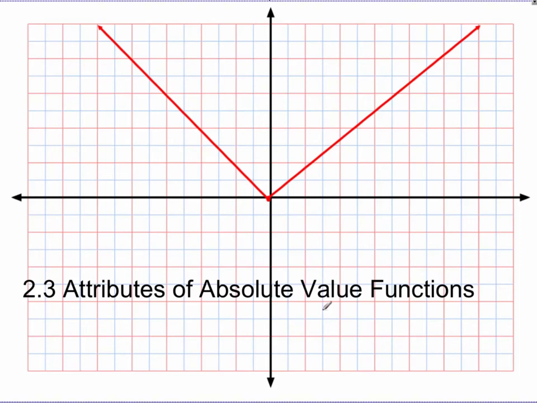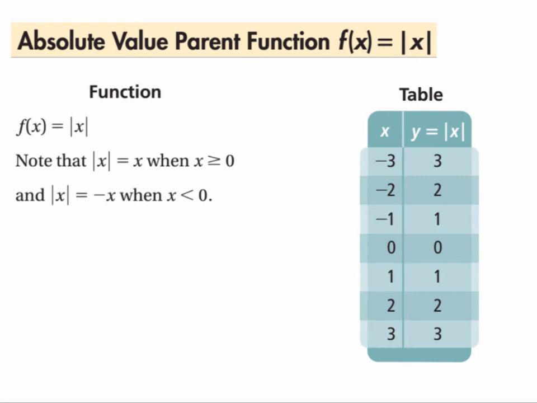Let's talk about the attributes or characteristics of the absolute value function. We're going to start with the parent function, f of x is equal to the absolute value of x. And remember that the absolute value of x is equal to x when x is greater than or equal to 0, and it's equal to negative x when x is less than 0. Let's see what that means graphically.